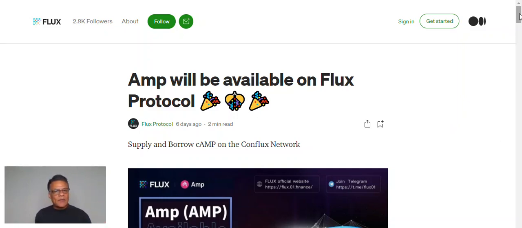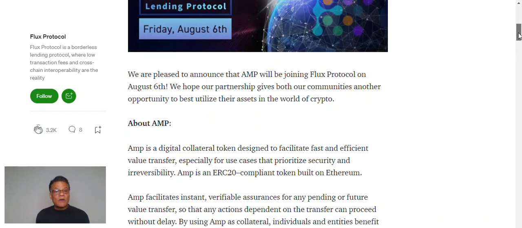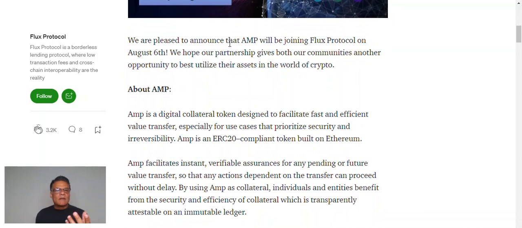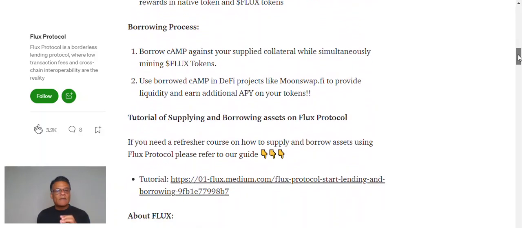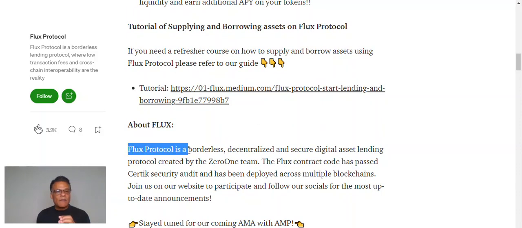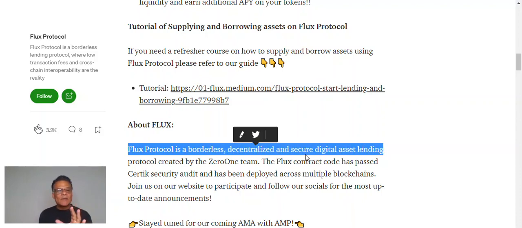Flux is a lending protocol, and what happens is you wind up borrowing your AMP because it changes into what's called a CAMP on the Conflux network, and we'll look more closely at what that is exactly. This was a very good article that summarized it: they're pleased that AMP will be joining the Flux protocol on August 6th. We're hoping that both the partnerships and both these communities help people better utilize crypto in the future. To introduce what exactly Flux is: a borderless, decentralized, secure digital lending protocol created by the 01 team. We'll take a look at their website a little bit later. These are great links.